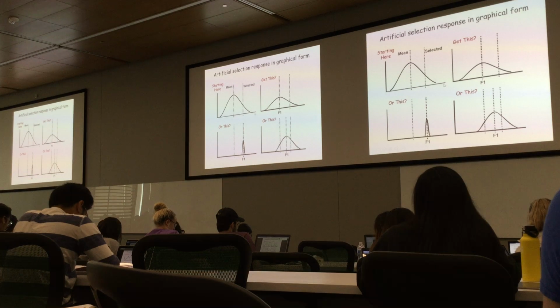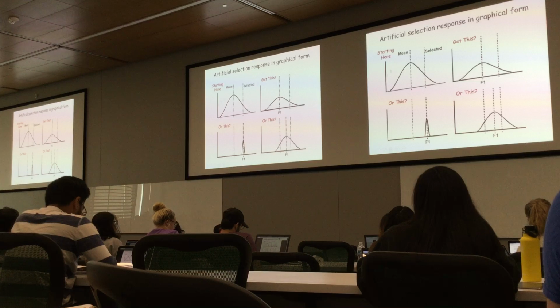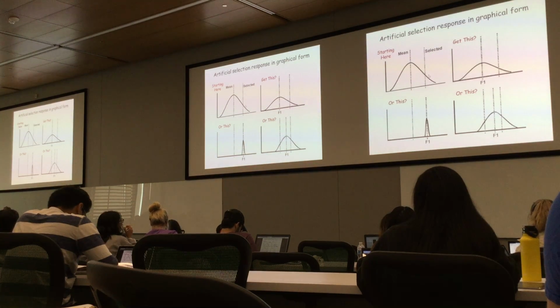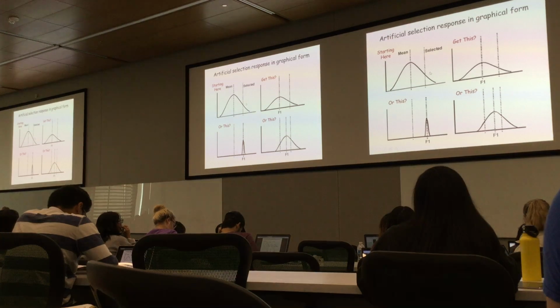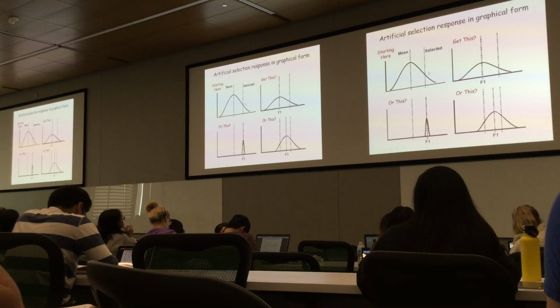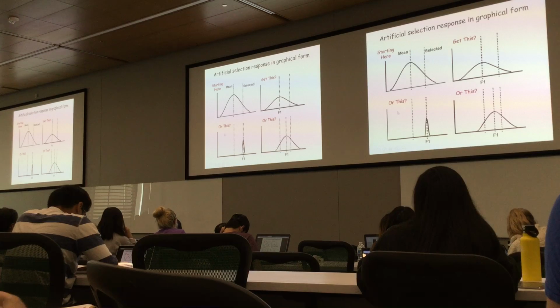And so let's suppose we get some normal curve as we might expect for whatever this is, coloration, height, something like that. So this is our starting population. And I have then three possible outcomes of an artificial selection experiment. One is here, one is here, and one is here.